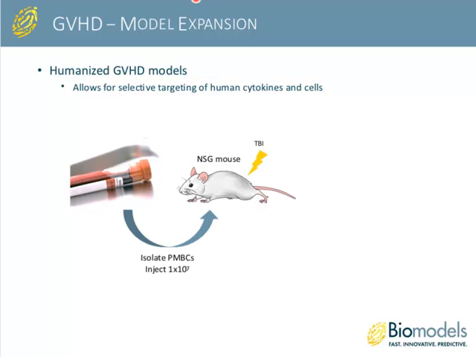And then we isolate PBMCs, peripheral blood mononuclear cells, from the blood. That includes T cells, B cells, and other antigen-presenting cells. So it's a pretty full complement of cells. And then they get spontaneous GVHD after that.